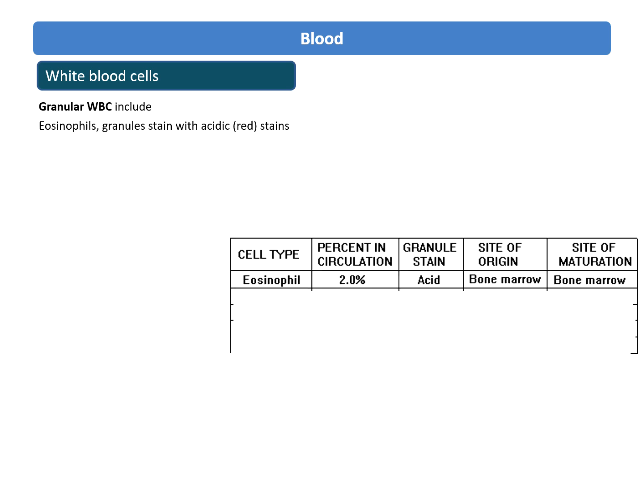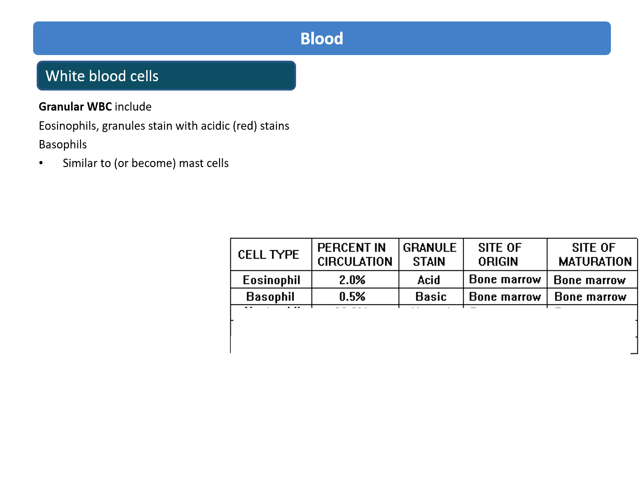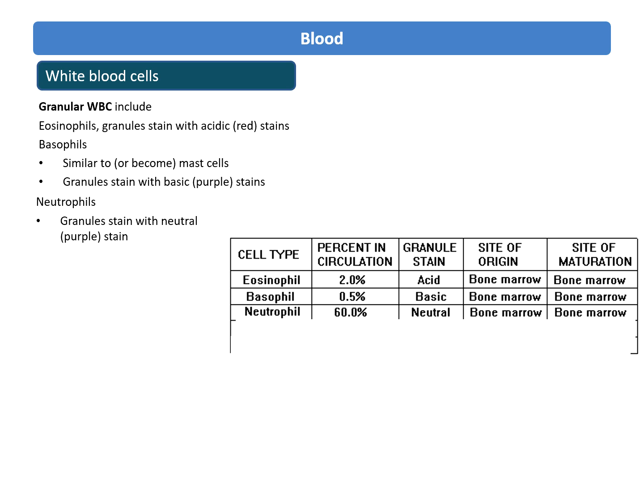Granular white blood cells include eosinophils, whose granules stain with an acidic, that is a red, stain. Eosin refers to red. Basophils have granules that stain with a basic stain. They're similar to, or become, mast cells. We'll come back to that statement shortly. The granules, as we said, are stained with a basic stain. It's kind of a purple-looking stain. And then there are the neutrophils, whose granules stain with a neutral stain. It's also a purplish stain.